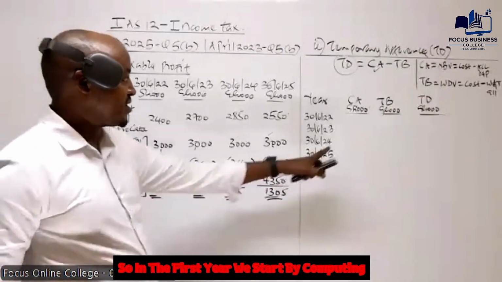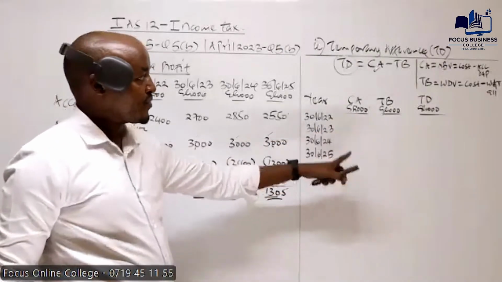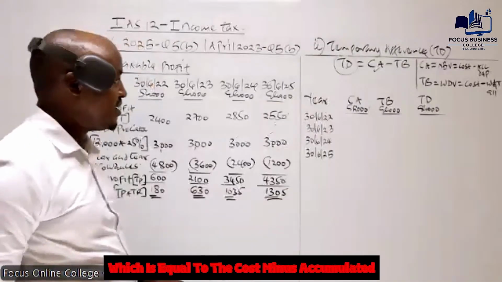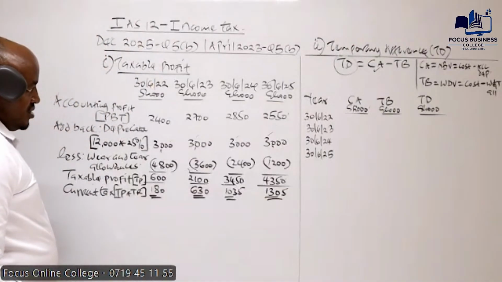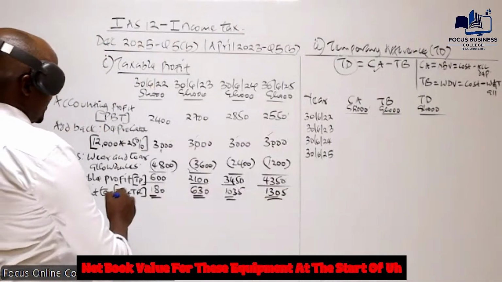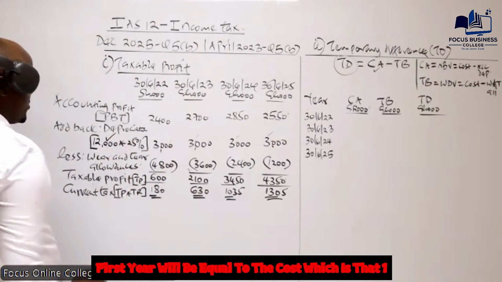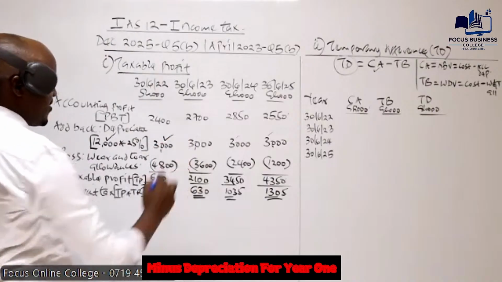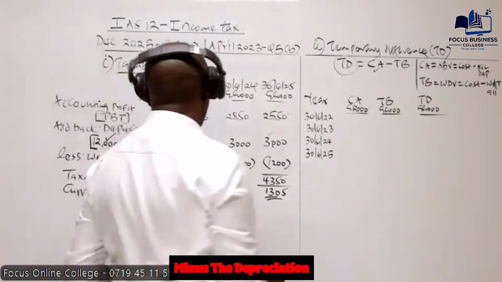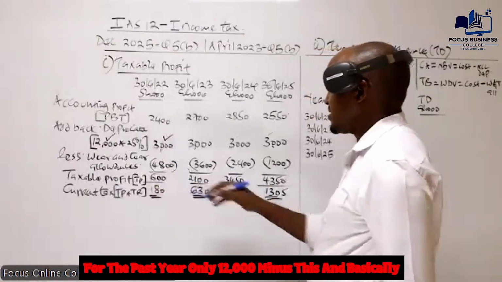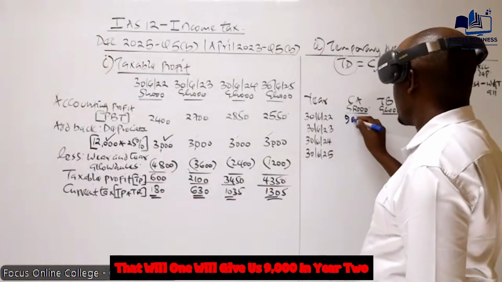So in the first year, we start by computing these net book values, which is equal to the cost minus accumulated depreciation. So the net book value for this equipment at the end of the first year will be equal to the cost, minus the depreciation for the first year only, 12,000 minus this, and basically that one will give us 9,000.